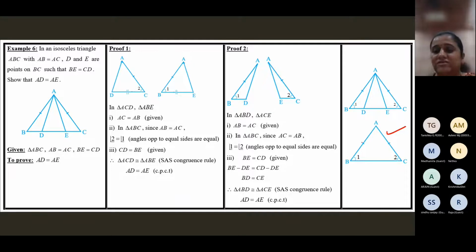In this triangle, this side is equal to this side. That means this angle is equal to this angle. And where are these angles in the main figure? B and C are here. And where is B in this figure? See here, B, angle 1. And where is C in this figure? Here, angle 2.